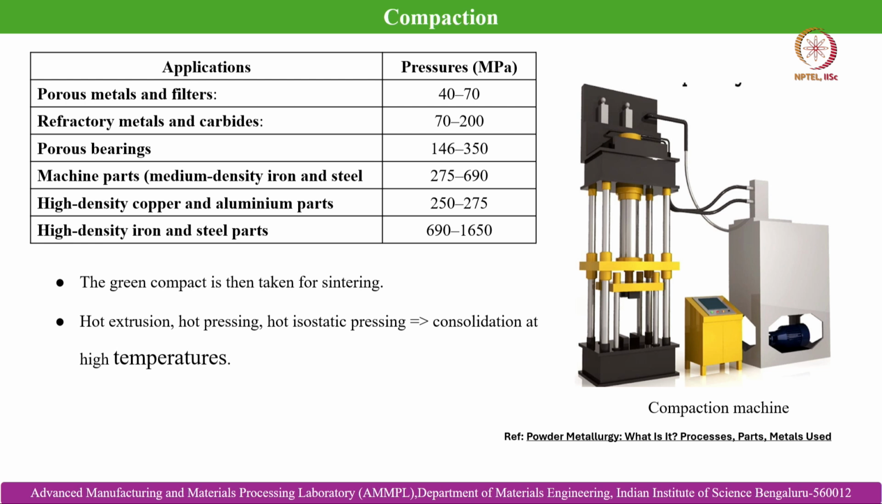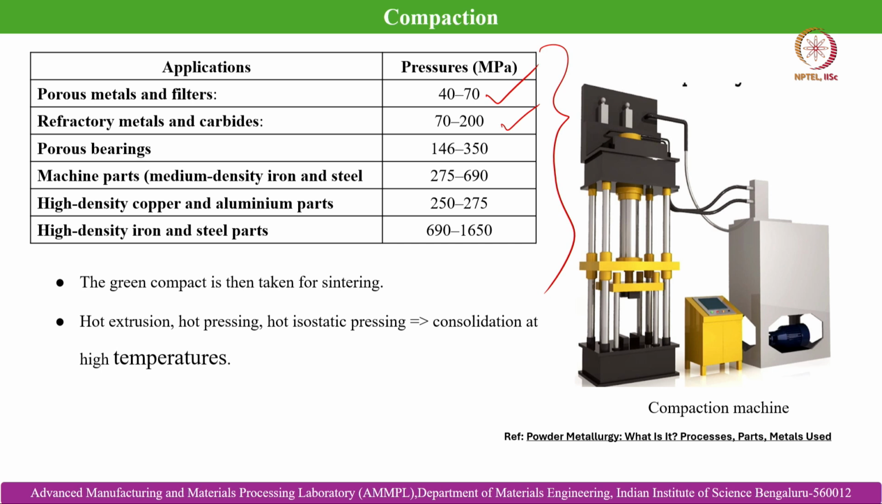Then, for compaction applications, for porous metals and filters, the pressure range is around 40 to 70 MPa. For refractory metals and carbides, the pressure ranges between 70 to 200 MPa, and similarly for porous bearings and machine parts. So, for different applications these are the pressure ranges when uniaxial compaction is concerned.